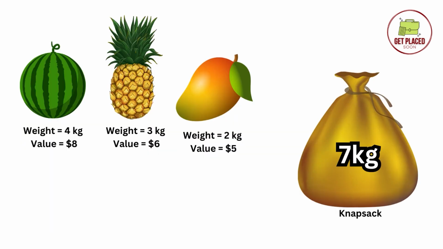Now, consider on the right side we have a knapsack, that is a bag which can hold up to 7 kg. Now, we have three items with us: watermelon, pineapple, and mango. The weight of the watermelon is 4 kg and the value is $8. Weight of pineapple is 3 kg and the value is $6. Weight of mango is 2 kg and the value is $5.